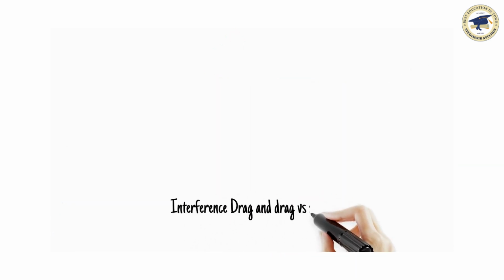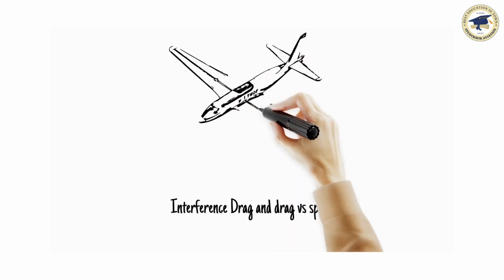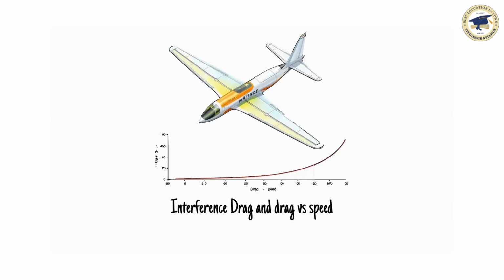Interference drag, caused where different airflows meet, like at wing fuselage junctions or strut attachments. Careful aerodynamic design can reduce it significantly.